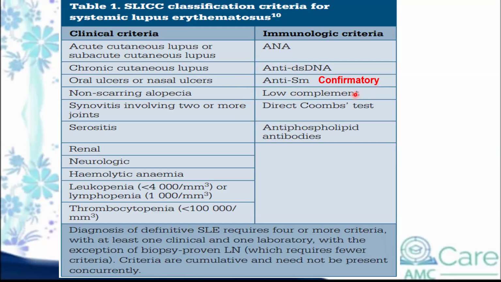And during flare-ups, you will get low complement levels, right? And they can have associated antiphospholipid antibody syndrome. So associated with SLE is antiphospholipid antibody syndrome. So this is where there is a coagulopathy in the blood. So they will have recurrent miscarriages, Raynaud's phenomenon, and various other features, right? So this can be associated with SLE. And here direct Coombs test is positive.